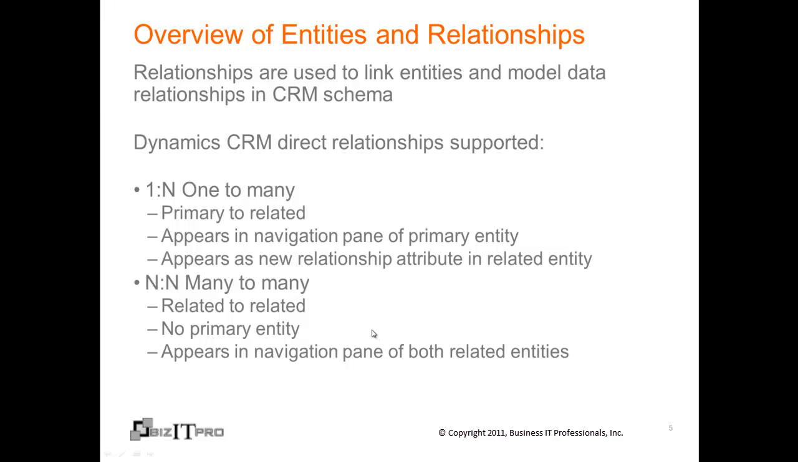In a many-to-many relationship, this is a relationship between two related entities, so related to related. This means there is no primary entity. And so what happens is, instead of a relationship attribute getting created, the related entities just appear in each other's navigation pane. We'll get into the details of how this is implemented later.